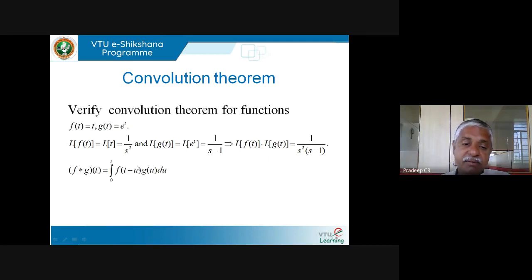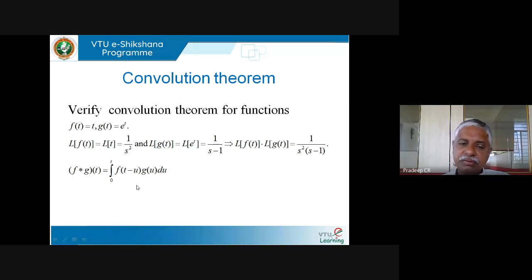Instead, we will see what is f star g. That means we will see the convolution of these two. So by definition, f star g of t is the integral of f of t minus u into g of u du. That means you integrate with respect to u, with integration limits between u equal to 0 to t. This is the definition of convolution of these two functions.